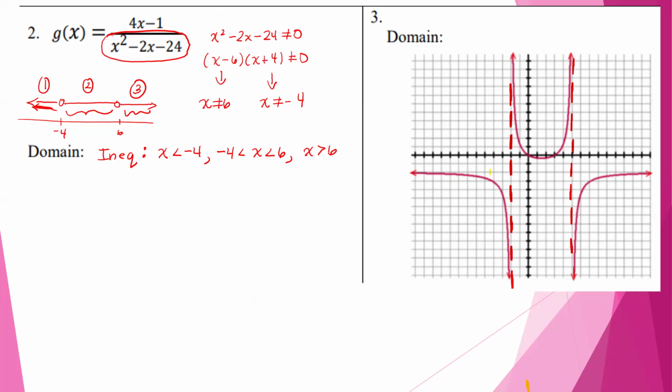If I ask you to write it in interval notation, what is this? On this side is negative infinity to -4. Therefore it must have parentheses. Joined with what? -4 to 6. Joined with 6 to infinity.